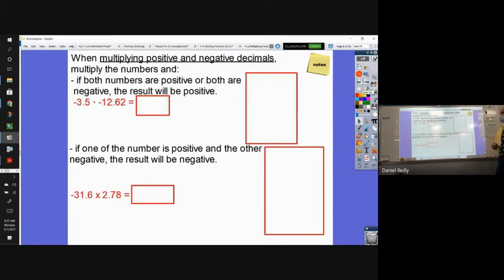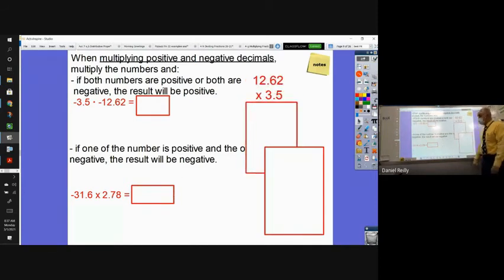Okay? So 3.5 times negative 12.62. Remember your rules for positive and negative. Negative times negative is positive. But I'm not going to care about that till the end. I'm not going to worry about lining up the decimal points. I'm just going to multiply these two numbers together. You can do that in your calculator. Of course, if you put the decimals in there, you'll just get the answer.